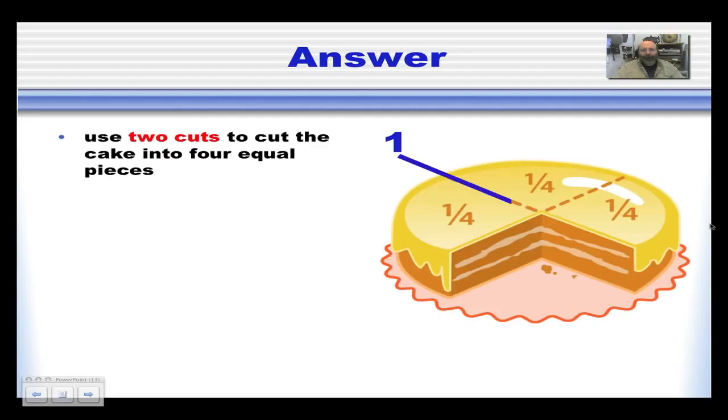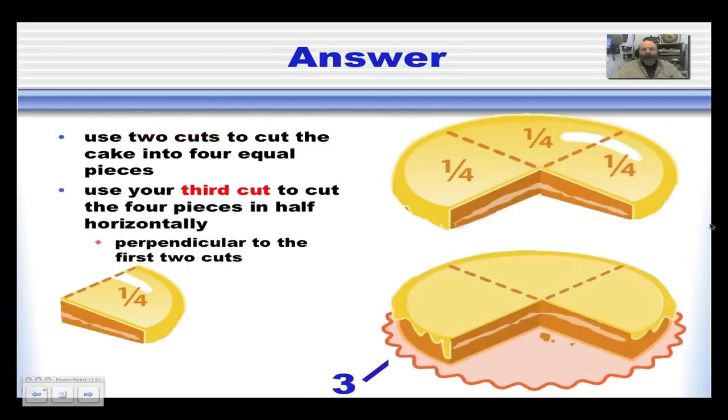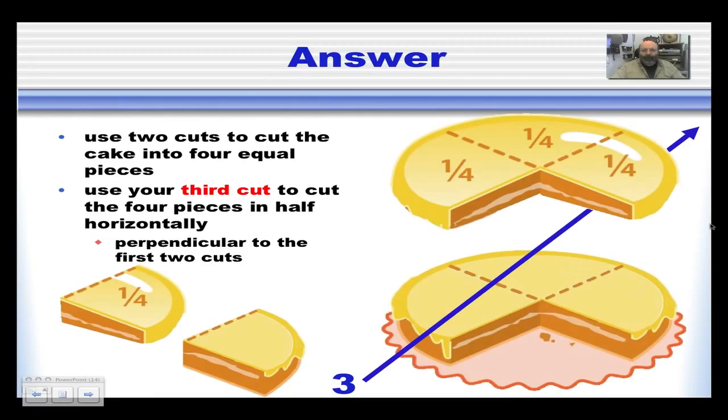Here comes the answer. All right, you're going to take 2 cuts, and you're going to cut the cake into 4 equal pieces. 1, 2. That will get you 4 quarters, okay? And then you're going to slice through the center of the cake in the opposite direction, that 3rd cut, and you'll cut the 4 pieces in half horizontally. That will be perpendicular to the first 2 cuts. That should get you 4 sections from each layer, which will get you 8 pieces of equally distributed cake, but you're only doing it with 3 cuts.